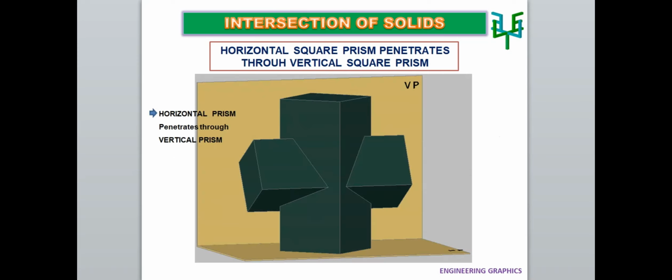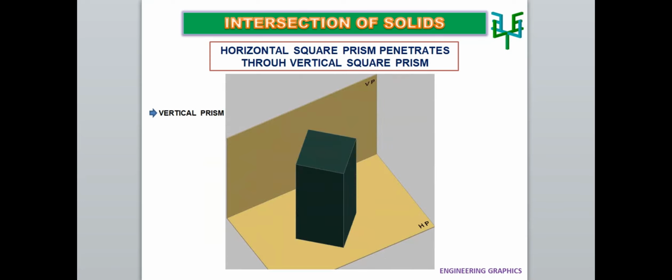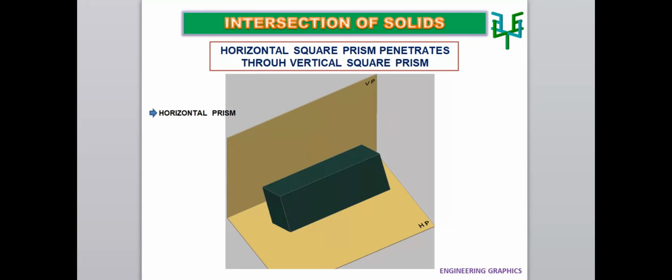In this, both the prisms are square prisms. A square prism has four rectangular faces and two bases. The rectangular faces, or vertical faces of the vertical prism, are equally inclined to VP. This inclination of rectangular faces can be seen in the plan and is 45 degrees. Two rectangular faces of horizontal prism are 30 degrees inclined to HP, so the other two rectangular faces are 60 degrees inclined to HP. This inclination of rectangular faces of horizontal prism can be seen in the side view.